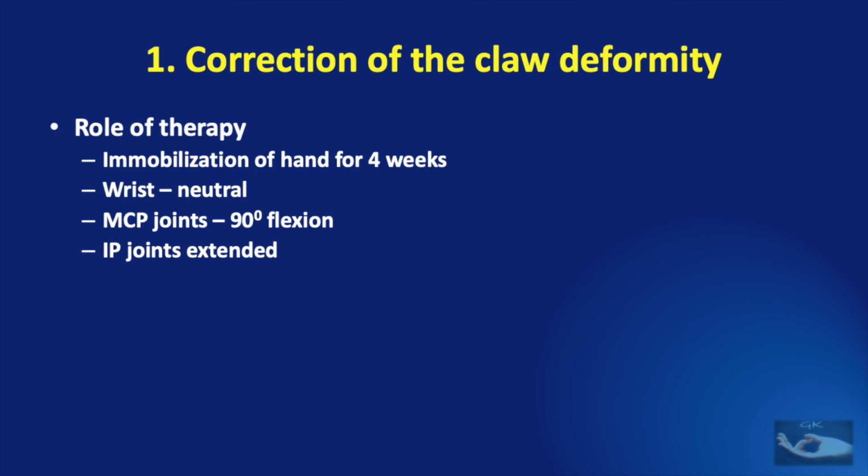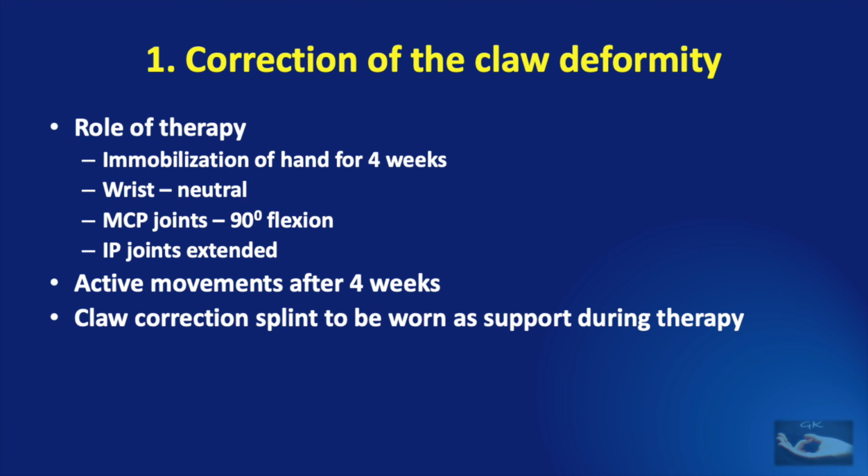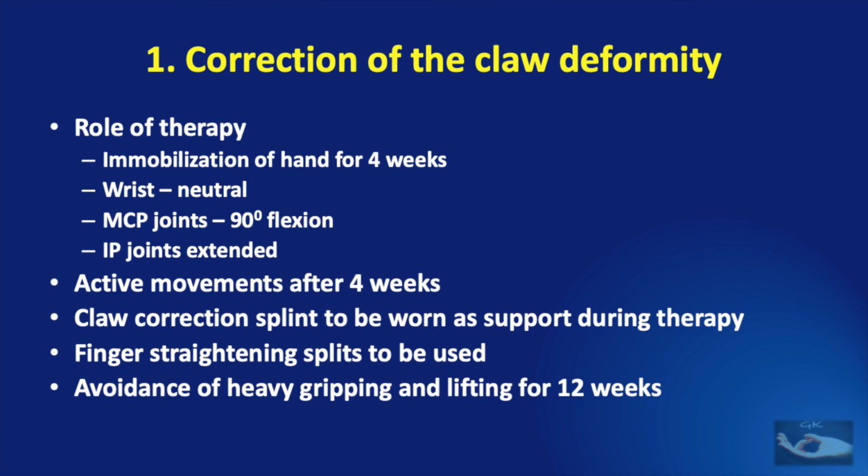Immobilization of the hand is done for 3 to 4 weeks according to the institution protocol. The wrist is kept in neutral position, the metacarpophalangeal joints in 90 degrees of flexion and interphalangeal joints extended. Active movements are started after removal of the POP at 4 weeks. The claw correction splint needs to be worn as support during therapy, and finger straightening splints can be used to concentrate the pull of the transfer tendon on flexion of the metacarpophalangeal joints. Avoidance of heavy gripping and work needs to be done for a minimum of 12 weeks.